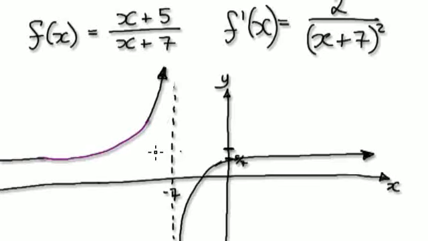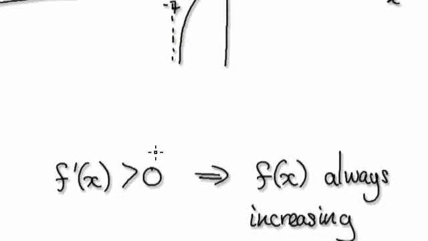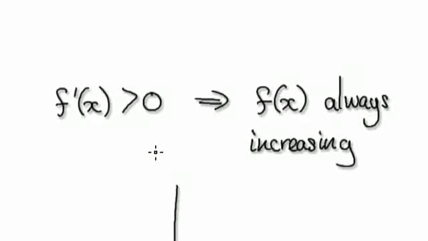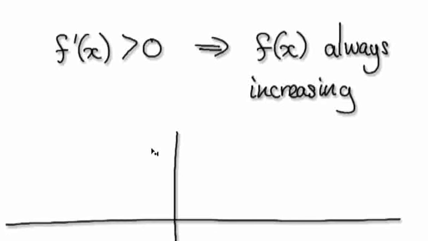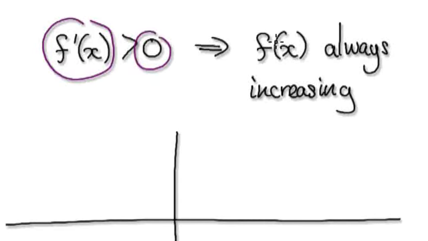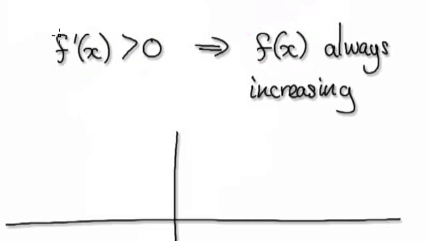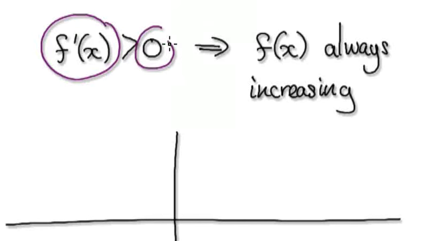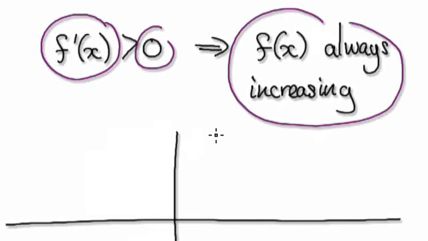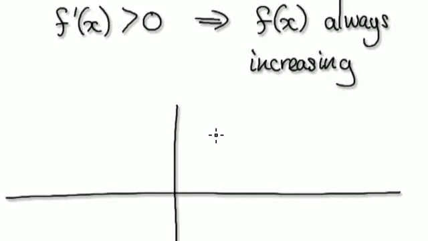Okay, and another important thing is that a lot of people think that if f prime, if the gradient is always greater than 0, it means that f, the normal function, is always increasing. A lot of people think this. They think that if the gradient is always greater than 0, it must mean that the graph is always increasing.